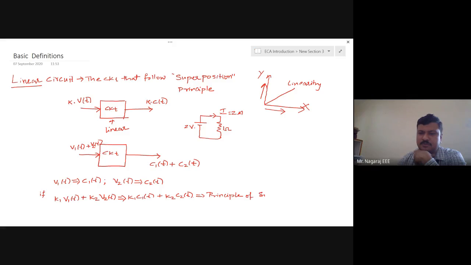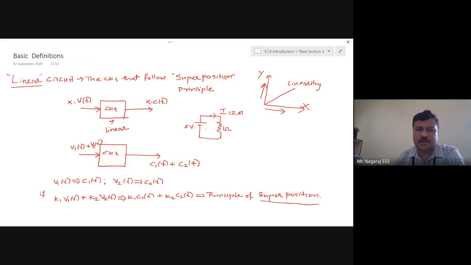Principle of superposition. In the sense, what we are talking about here is: if I have a weighted sum of inputs producing a weighted sum of outputs, then that is called the principle of superposition. If the superposition principle is satisfied by any circuit, that circuit automatically becomes linear.